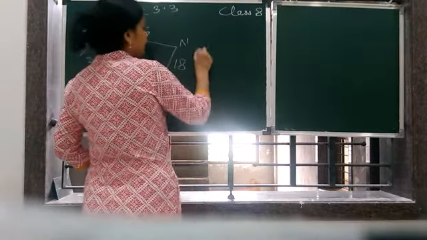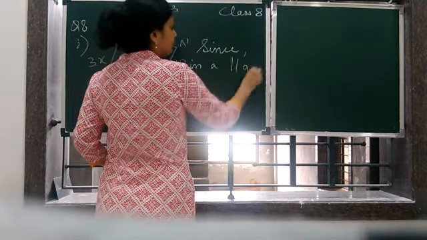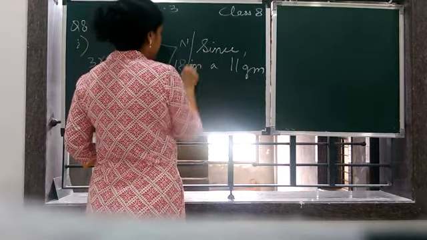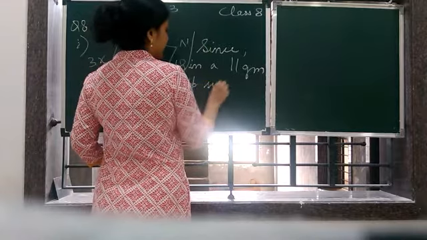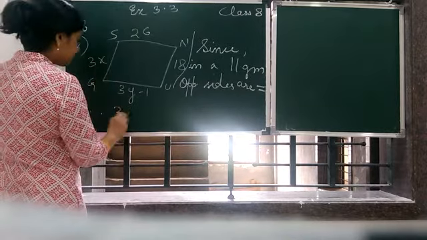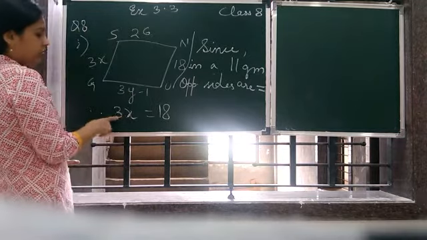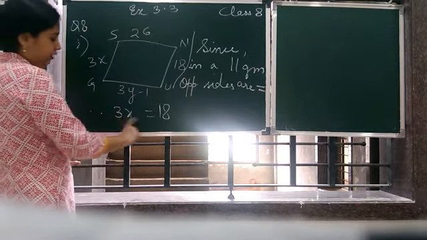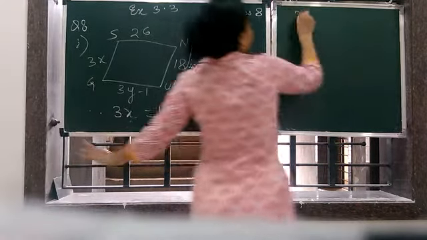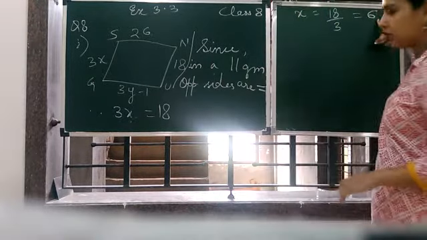So you have to write the property: since in a parallelogram, short form of parallelogram, parallel line and gram, opposite sides are equal, therefore 3x is equal to 18. Now if we want to remove this 3 from here, we divide here by 3 and here by 3, that means this 3 is transposing here. Yes, it is in multiplication, it becomes division. So the value of x is what? 6. This is your answer.